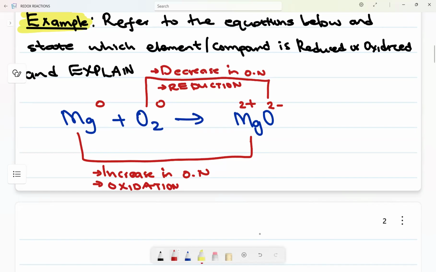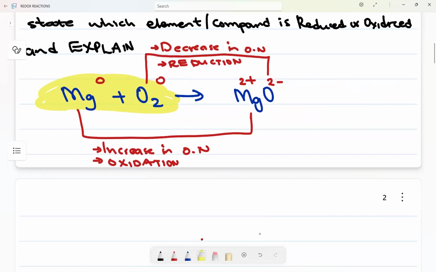Okay, guys, when you answer this question, which one is reduced and which one is oxidized, you always look at the left hand side. The left hand side is where you will find the one that is reduced as well as the one that is oxidized. You never use the right hand side to say that an element there is oxidized. That's a lie.